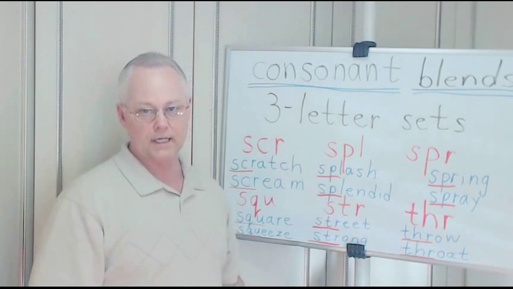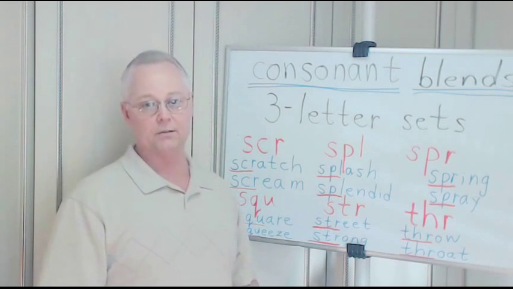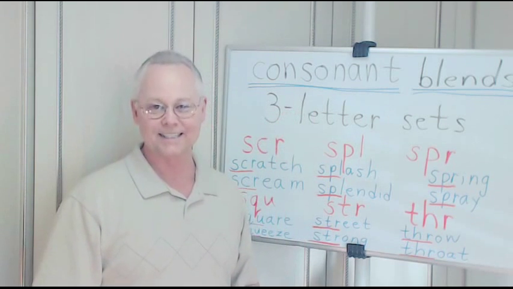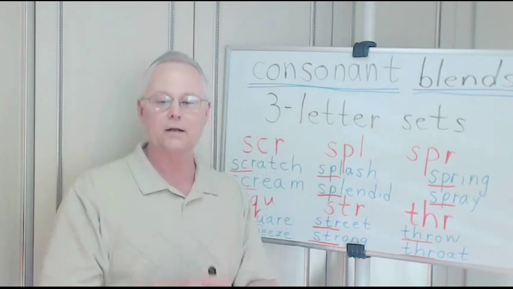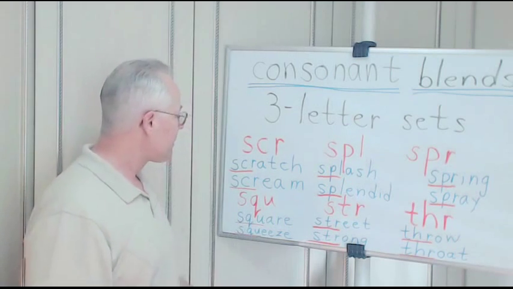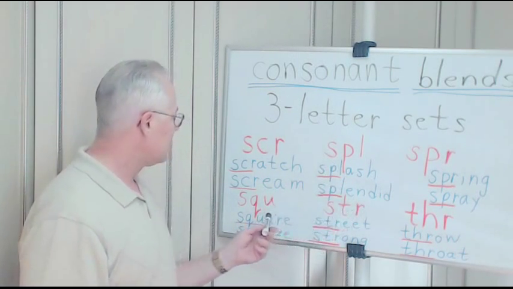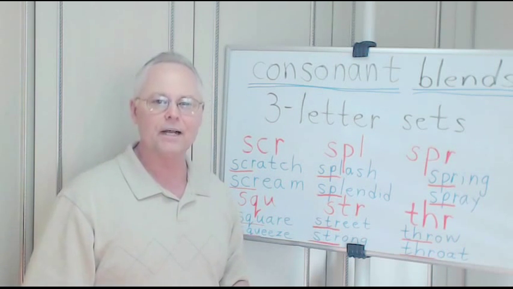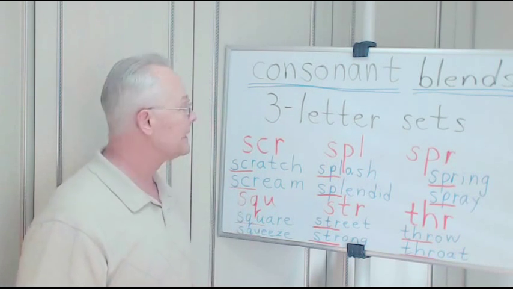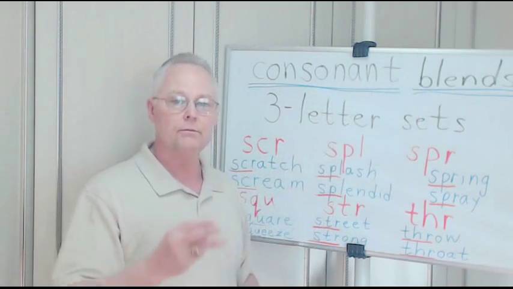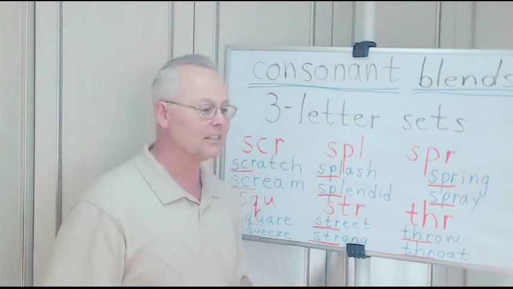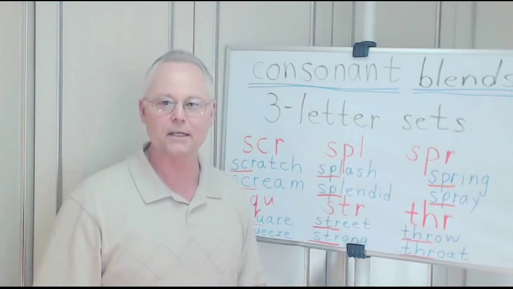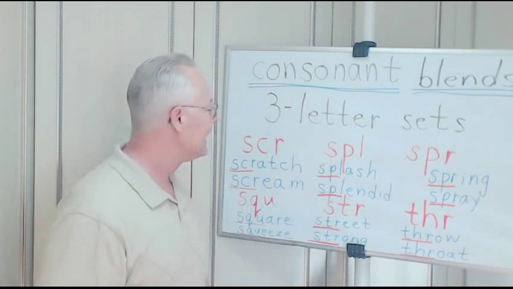Well, there are also consonant blends, we consider them consonant blends, that have three consonants in them that blend their sounds together. As you can see, one of them has a U here, that's a bit of an exception. We'll talk a little bit about that in a moment. Consonant blends, looking at three-letter combinations. Instead of a pair of two, we have a set of three.